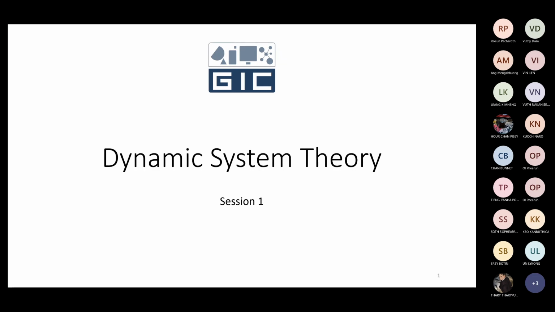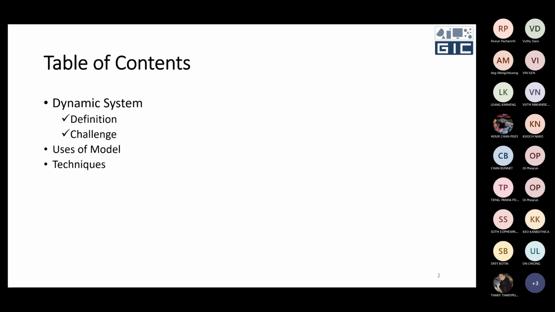A static system stays the same, but a dynamic system is a system that changes over time and produces some characteristics that distinguish this kind of system. So today you will know how to distinguish what a dynamic system is. Our content today focuses on three main points: generalization to dynamic systems, and the use of the model and technique of dynamic systems.